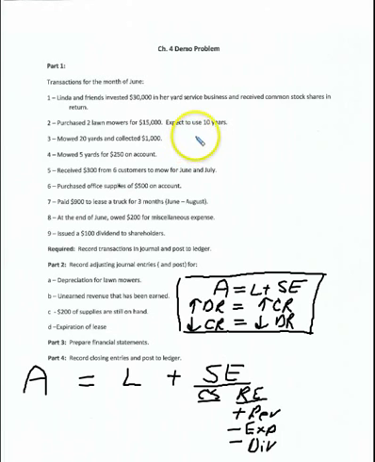Transaction number 3. The company mowed yards and collected $1,000. So what did the company receive? Cash, right? Money. So they collected cash in exchange for what? They mowed yards.